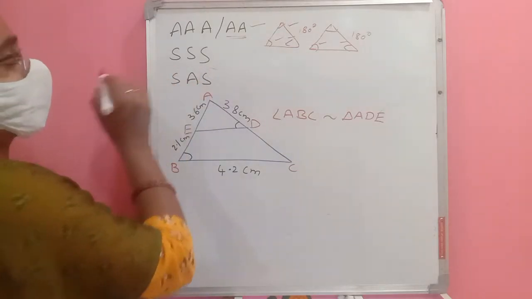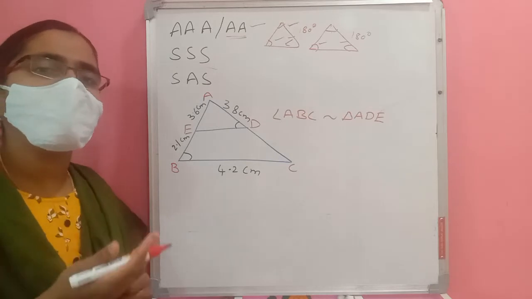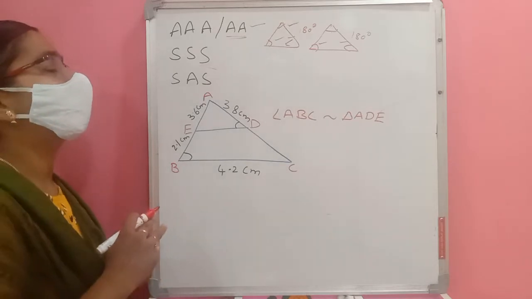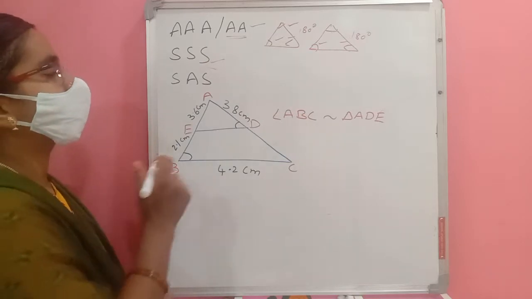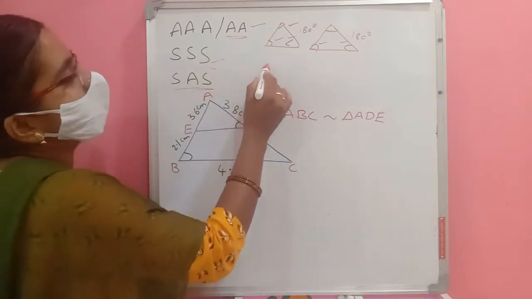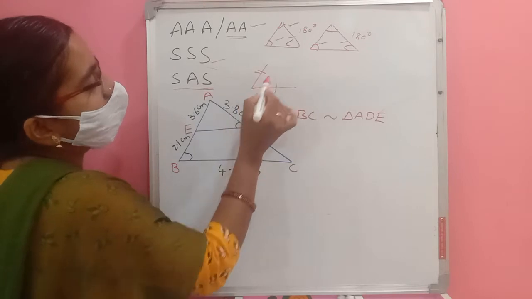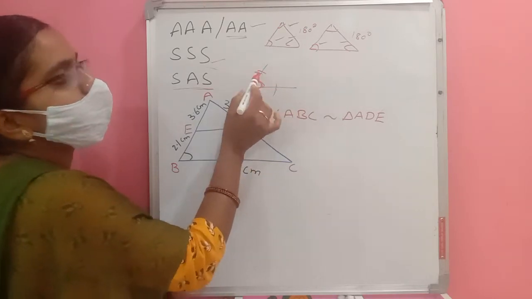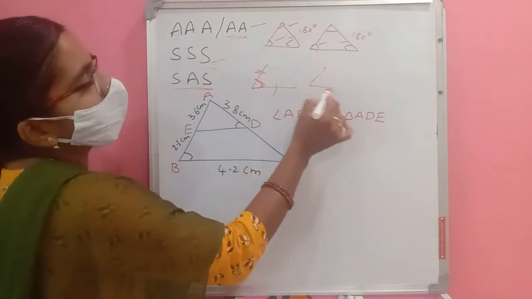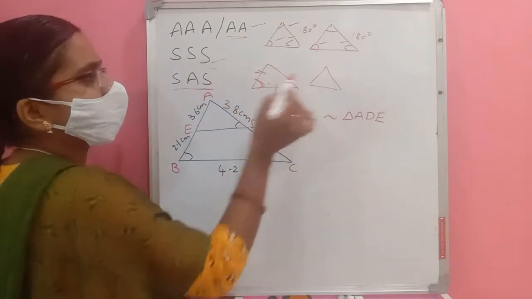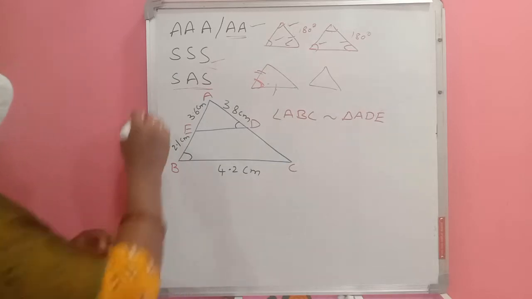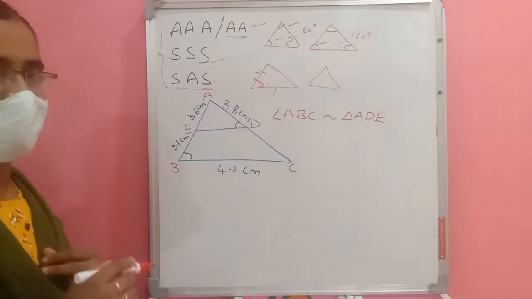Otherwise, SSS. So, if three sides are proportional, then also we can say those are similar triangles. And SAS means two sides and the angle included between those two sides. If they are equal in two triangles, then we can say these two triangles are similar triangles. So these are the criteria for similarity.